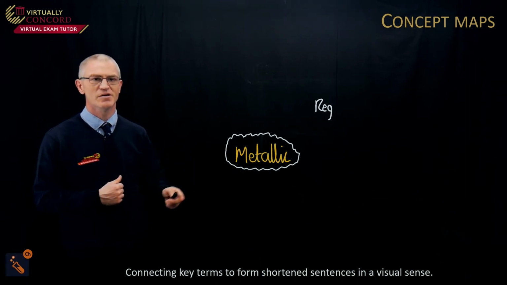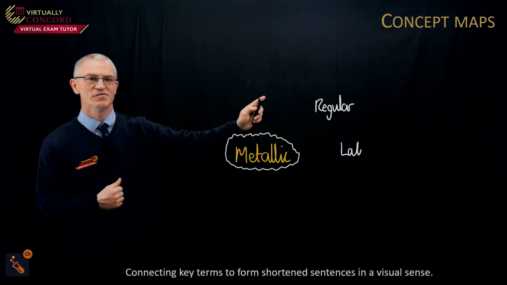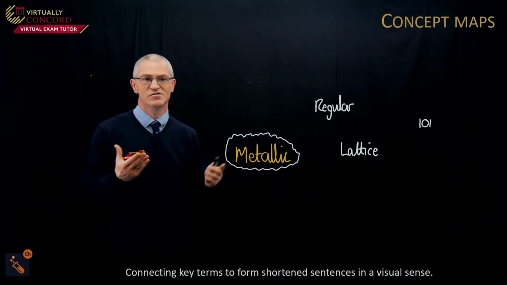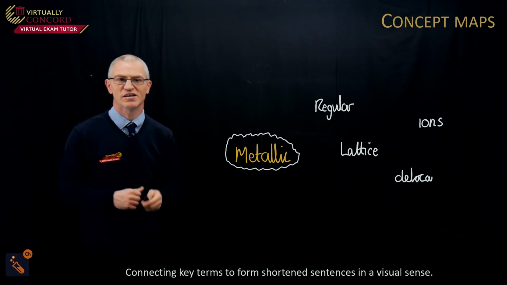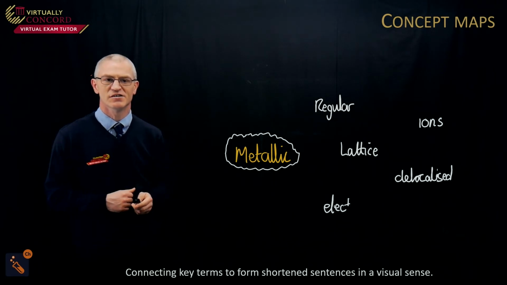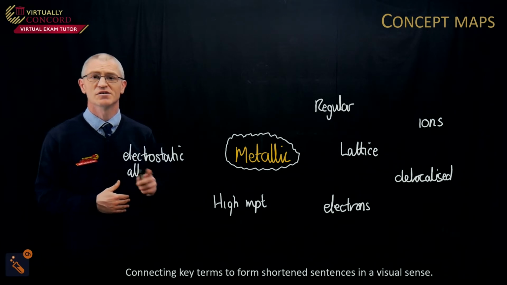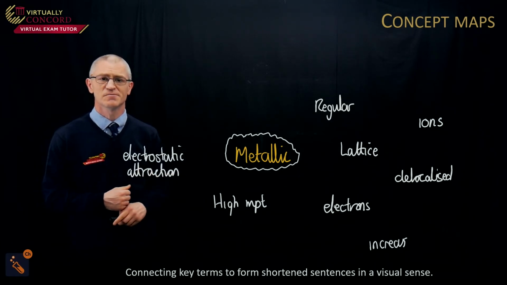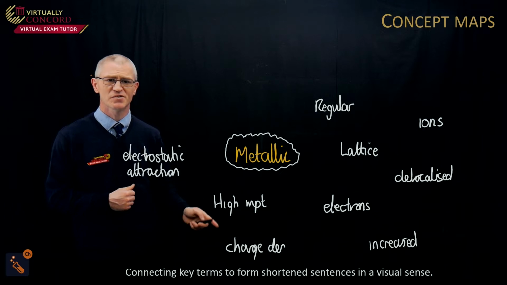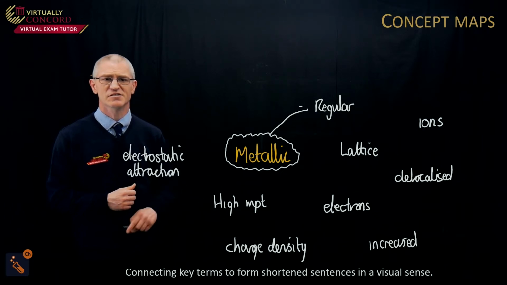So if we do a concept map on metallic bonding, we've got metallic in the center, just like we have in a mind map, and then we put some keywords that we find from our specification. For example, a regular lattice, and it's a regular lattice of ions and delocalized electrons. We know it's got a high melting point and it's electrostatic attraction. And then we put a few words to connect, like charge density and increase.